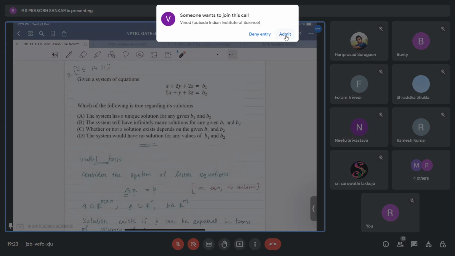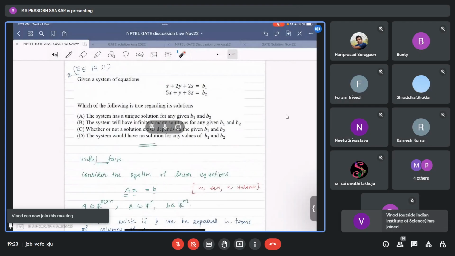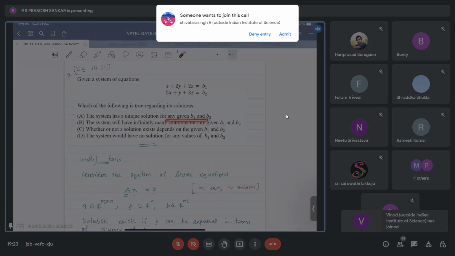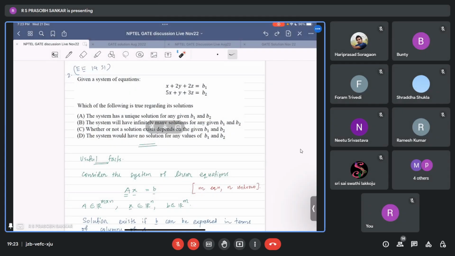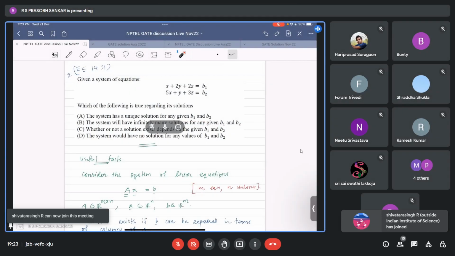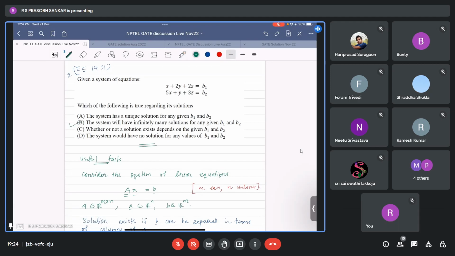So what do we have? What it is saying is that this given system of equations will have infinitely many solutions for any B1 and B2. It doesn't really matter. Option B is the correct answer. The system will have infinitely many solutions for any value of B1 and B2. That is the solution.